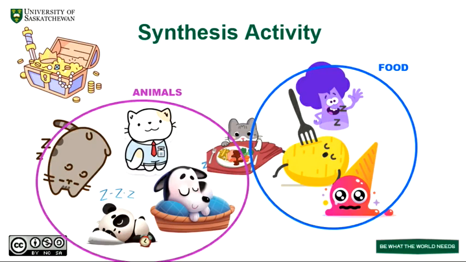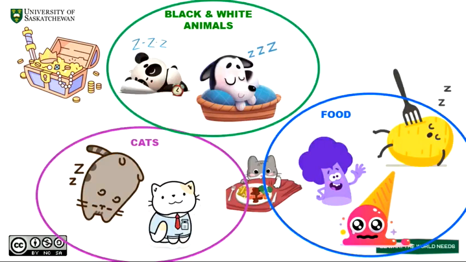I saw some overlap because of that image of the cat in front of a plate of food. And then the treasure chest, no obvious connection. So I just left it out when organizing that information. Then I thought, okay, well, maybe I could be a bit more nuanced. So I'm going to distinguish between black and white animals, cats, and food. Again, some overlap, and once again, that treasure chest gets left out in the cold.